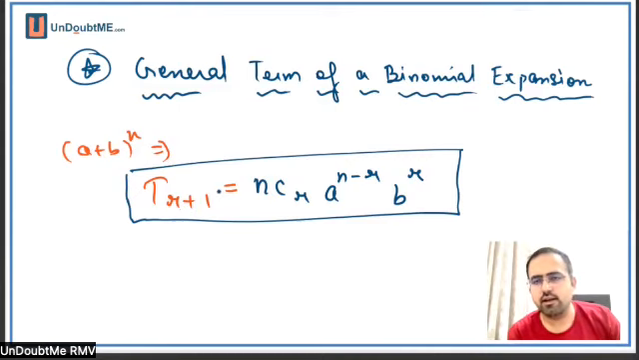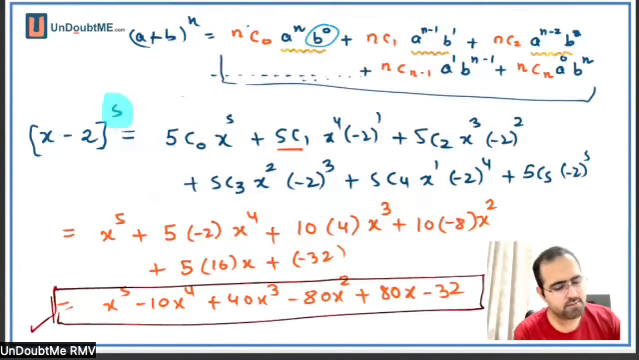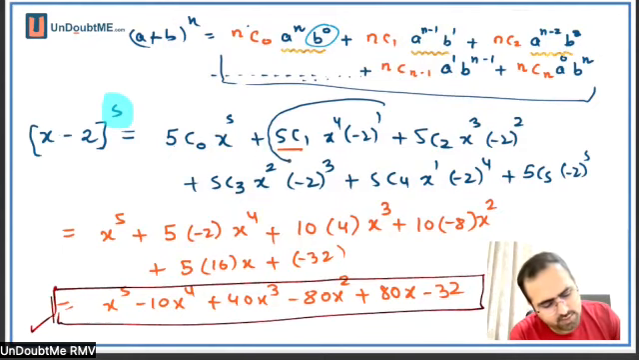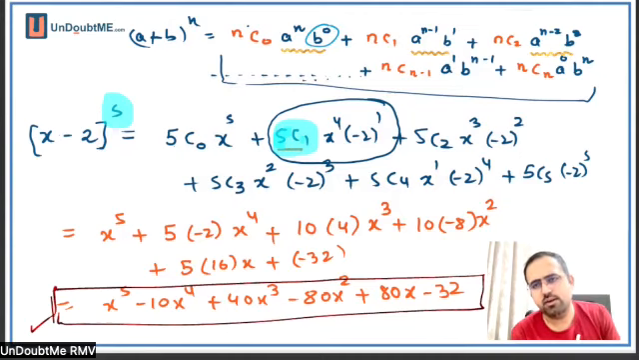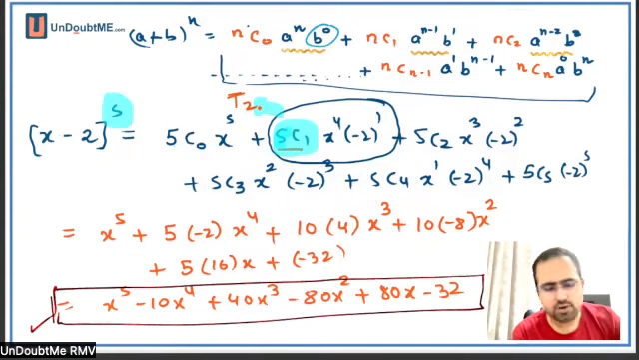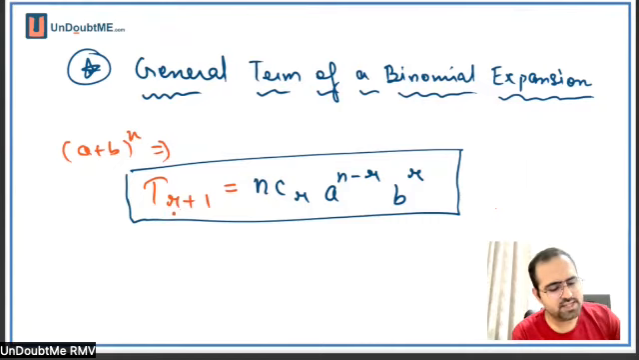Why not T r? Because you have to understand that in a binomial, like any of the examples we can take, just have a look at this. 5C1 x to the power 4 minus 2 to the power 1. Forget about the later terms. Focus on this 5C1. 5C1 is the second term. So second term means I can say this is T2 of the binomial. But T2 is having the value of r as how much? 1. So that is why in general, I can write the term as T r plus 1.